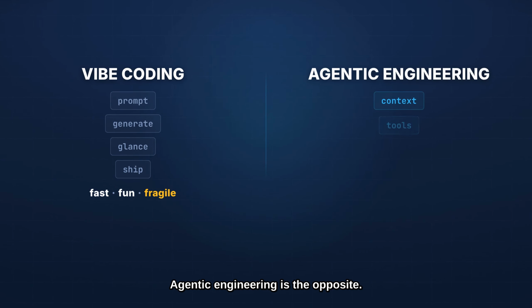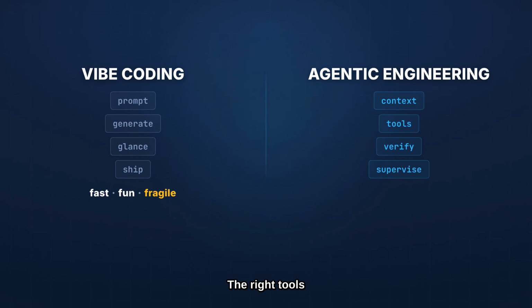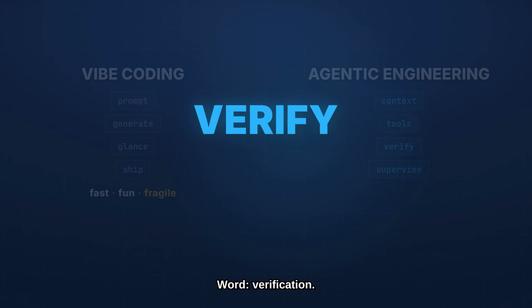Agentic engineering is the opposite. You set up an environment, the right context, the right tools, and a way to check the work. So the agent can plan, act, and verify itself and fix its own mistakes while you supervise instead of type. And here's the whole difference in one word: verification.